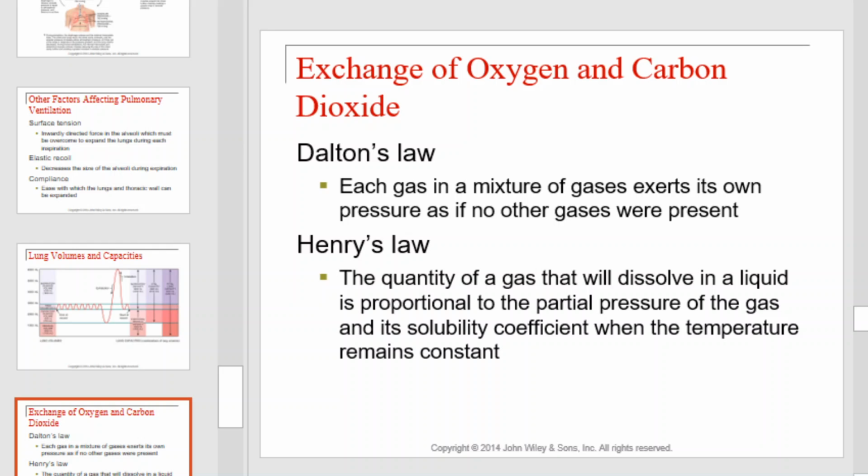The exchange of oxygen and carbon dioxide is governed by Dalton's law and Henry's law. In Dalton's law, each gas in a mixture exerts its own pressure as if no other gases were present. And in Henry's law, the quantity of a gas that will dissolve in a liquid is proportional to the partial pressure of the gas and its solubility coefficient when the temperature remains constant.